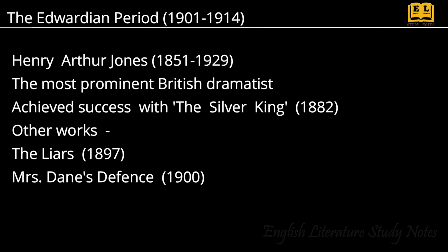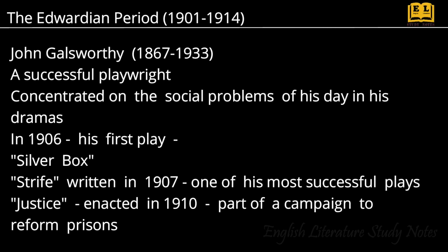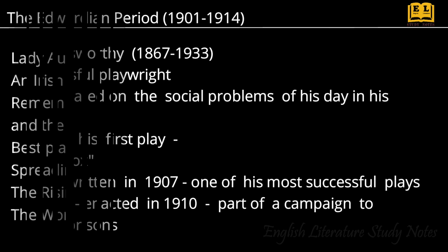Although Galsworthy is best known for his novels, he was also a successful playwright. He concentrated on the social problems of his day in his dramas. In 1906, Galsworthy published his first play, The Silver Box. Strife, written in 1907, is one of his most successful plays. His next play, Justice, enacted in 1910, was part of a campaign to reform prisons.